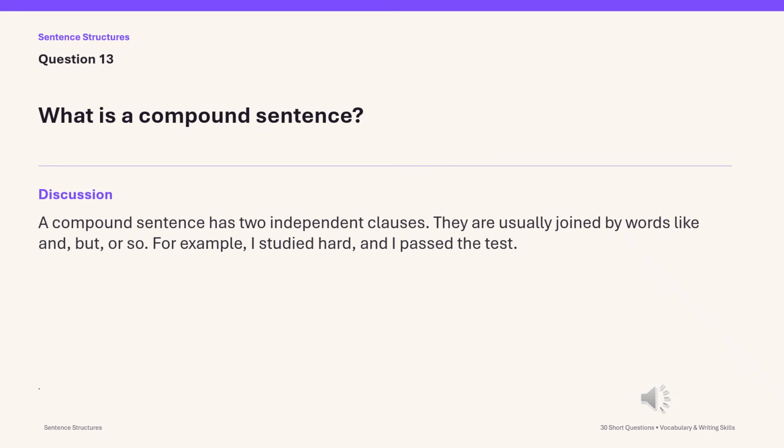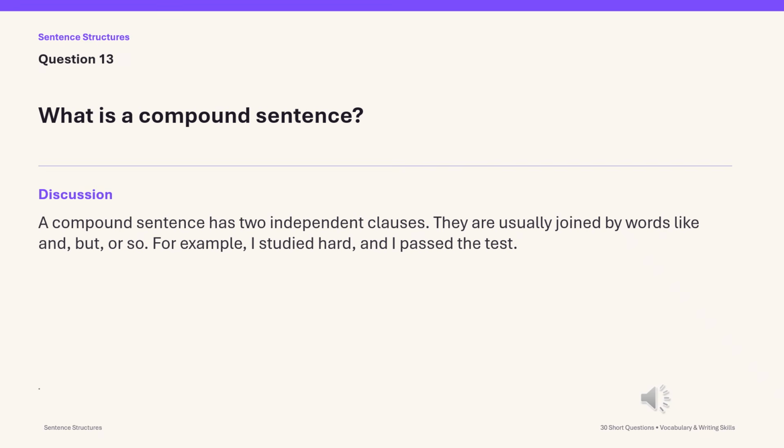What is a compound sentence? A compound sentence has two independent clauses. This means that it has two complete ideas that are joined together. These kinds of clauses are usually connected by words like and, but, or, so, yet.